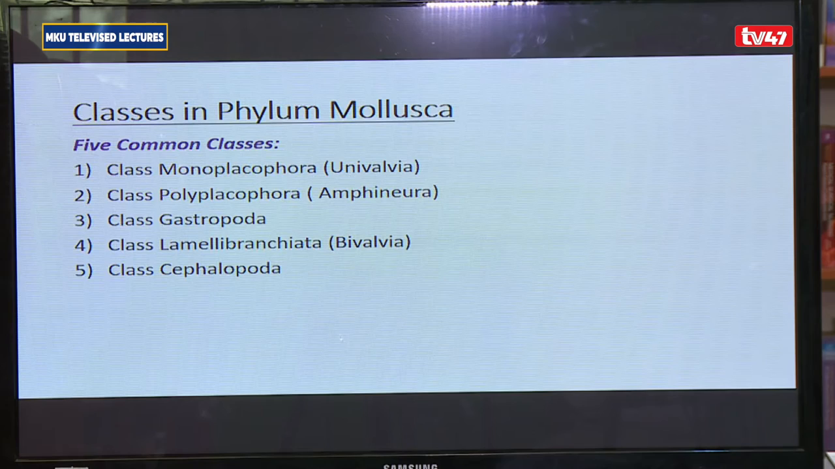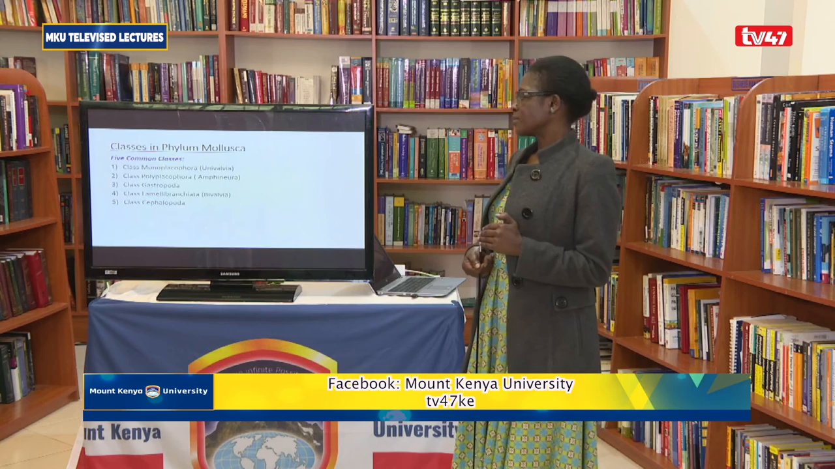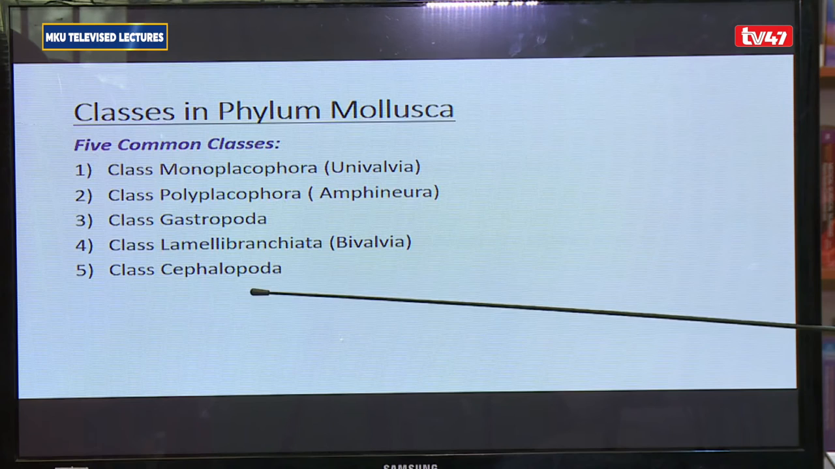For class Cephalopoda, either they don't have a shell or the shell is internal and greatly reduced. So the shell is either absent or internal and greatly reduced. In addition, the foot is incorporated into the head and then modified into tentacles that have suckers. So it will be modified to give rise to between 8 to 10 tentacles. Because the foot fuses with the head to give tentacles, they are referred to as Cephalopoda, where cepha means head, poda means foot. So Cephalopoda means a fusion of the head and the foot.